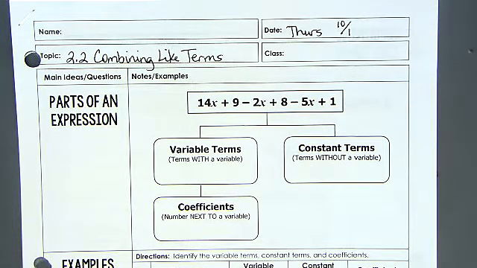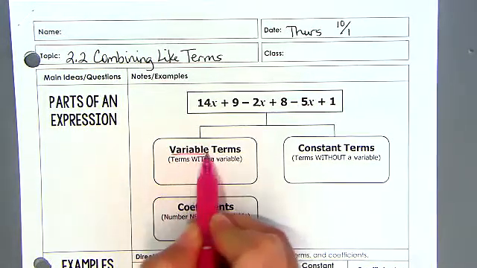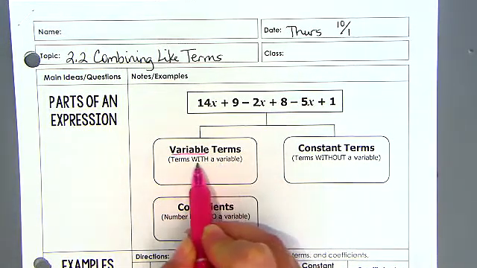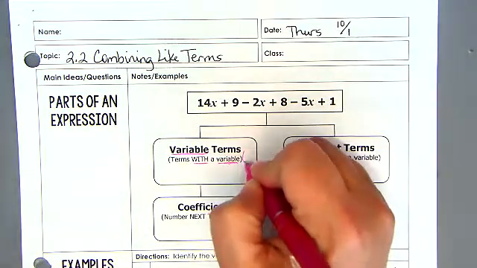Hi guys, today we are going to cover section 2.2, which is combining like terms. So we're going to first talk about what is a term and all of that great information. Okay, so a variable term is obviously going to be with a variable, which is a letter.